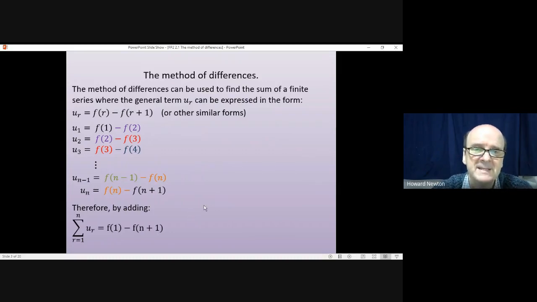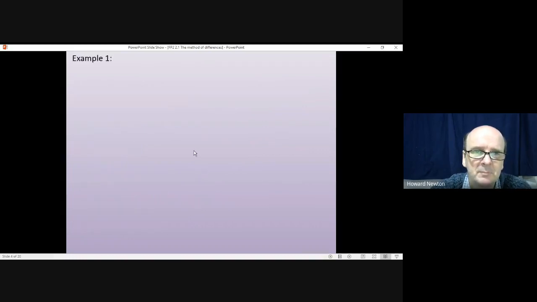Now, that idea is the central idea in the method of differences. It can turn up in different ways, and the way these things can cancel can happen in different ways, but that is the general idea, which is always followed. We'll have a look at an example.